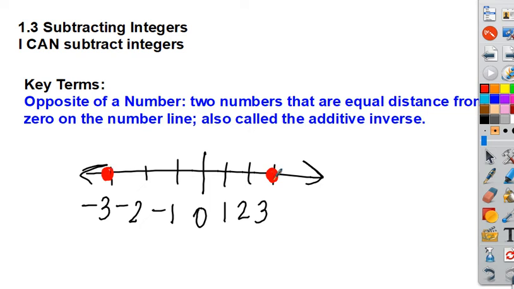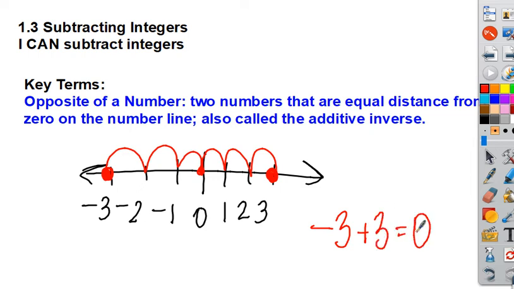Okay. So you're the equal distance from 0 on the number line. So I'm 3 spaces away here, and I'm 1, 2, 3 here. So 3 and negative 3 are opposites. So opposite of 3 is negative 3. Opposite of negative 3 is 3. Do not confuse those with absolute value. Those are also called additive inverse. So if I was doing that, I could say negative 3 plus 3 is equal to 0.